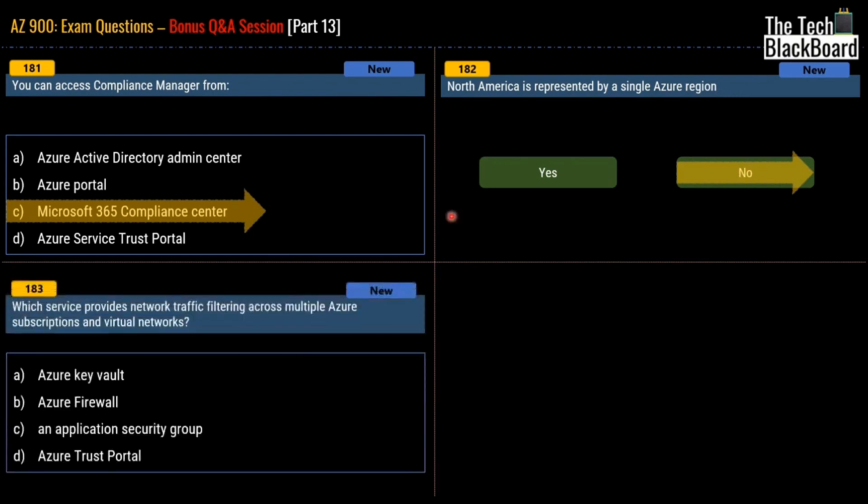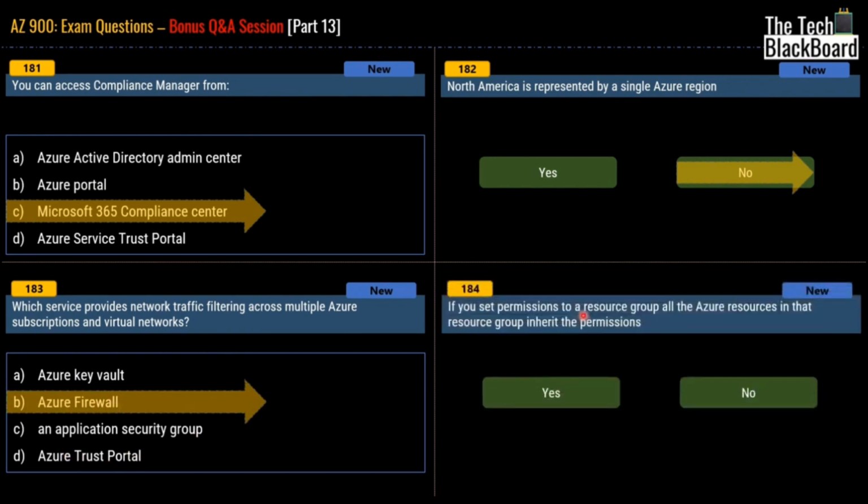Then we move on to question number 183. This question says: which service provides network traffic filtering across multiple Azure subscriptions and virtual networks? Options given are Azure Key Vault, Azure Firewall, Azure Security Group, or Azure Trust Portal. The correct answer for this question is Azure Firewall. Now let's move to question number 184. It says if you set permission on an Azure resource group, all the Azure resources in that resource group inherit the permission. The correct answer is yes.